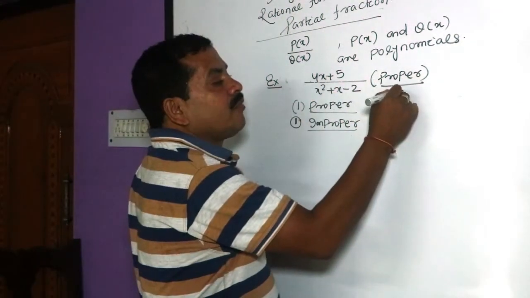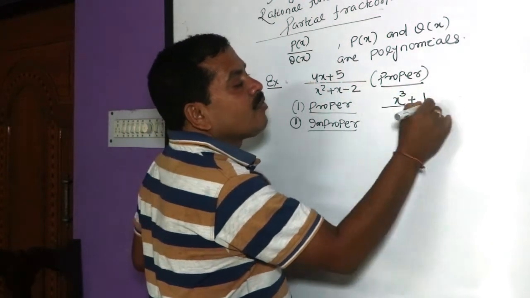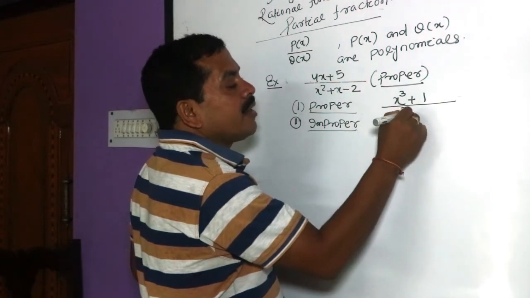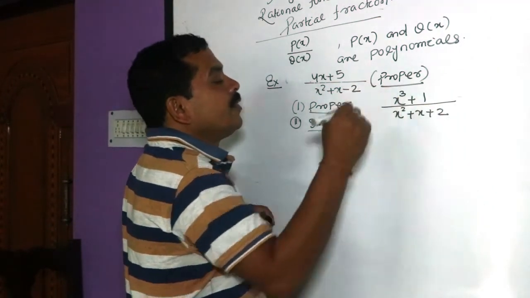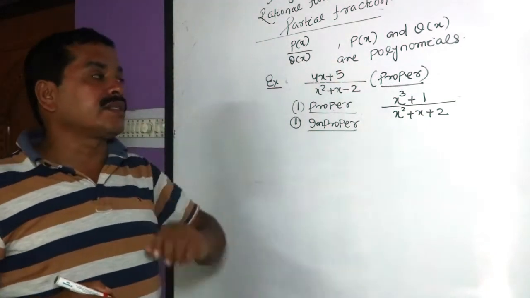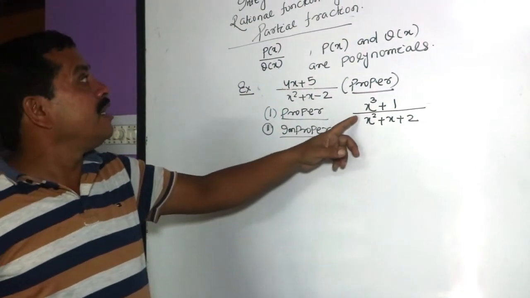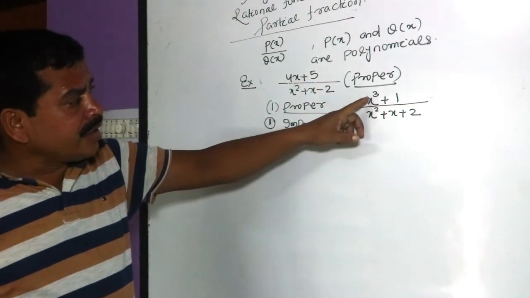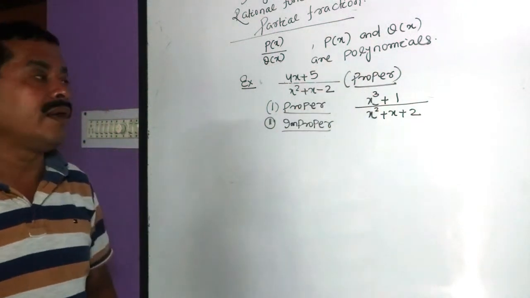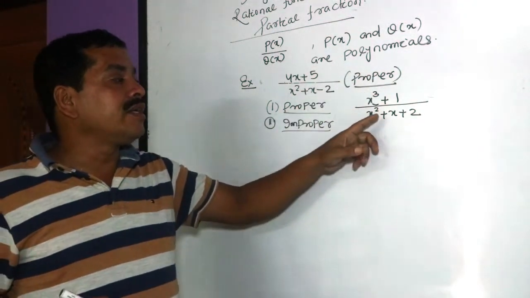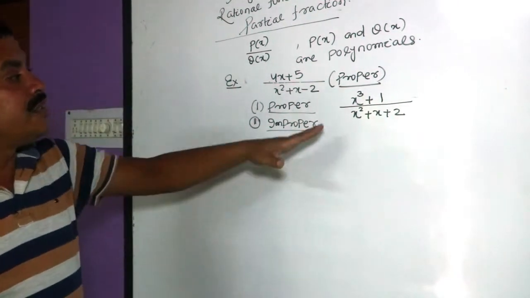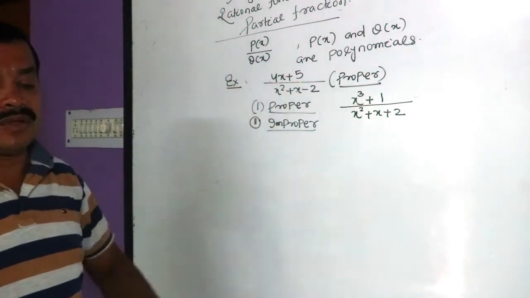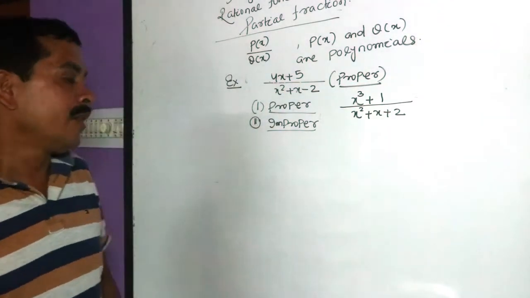If the function is of the form (x cube plus 1) by (x square plus x plus 2), this is an improper rational function. This is an improper rational function because here the polynomial in the numerator is a cubic polynomial and the polynomial in the denominator is a quadratic polynomial. So it is improper. Then we have to convert it to a proper rational function. Then we apply the method.